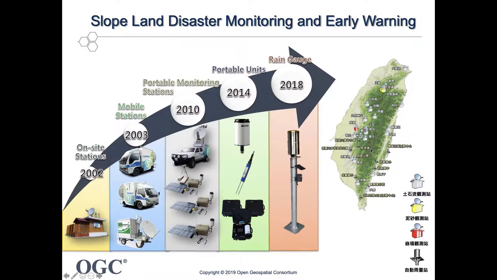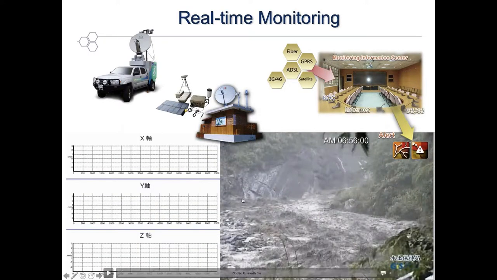But now, because of the Internet of Things, in recent years government agencies try to build up their own sensors along the upstream and also the slope land area. So there are soil moisture sensors, rain gauges, and everything is automatically transmitted back through either a power supply or some kind of communication supply.